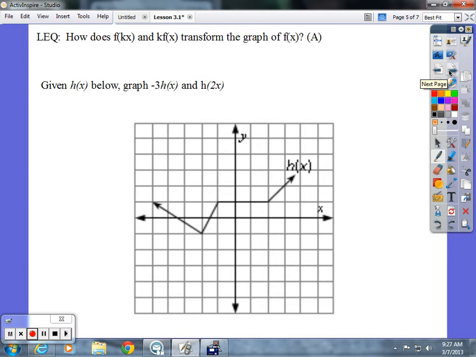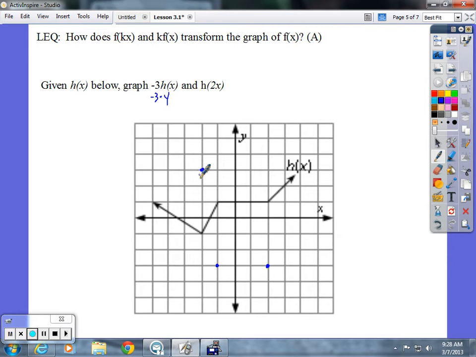Nearing the end, how does f of kx equal k times f of x transform the graph of f of x is the essential question. So we have h of x pictured there. We want to graph -3 times h of x. So if we're doing that, we're taking -3 times every y value. Here this y value is 1. 1 times -3 is -3. This y value is 1. 1 times -3 is -3. This y value is -1. -1 times -3 is +3.